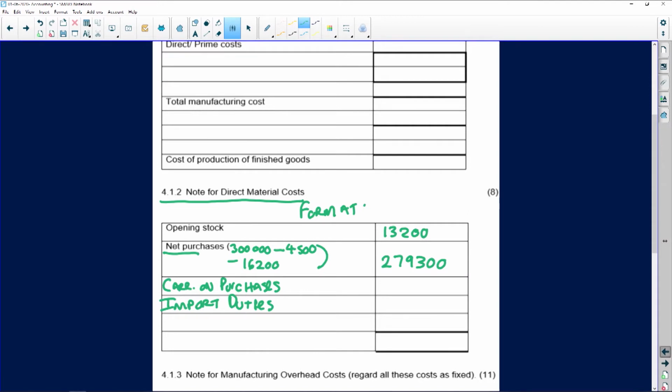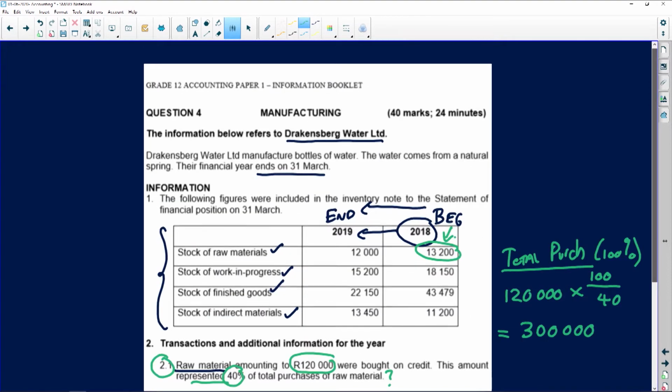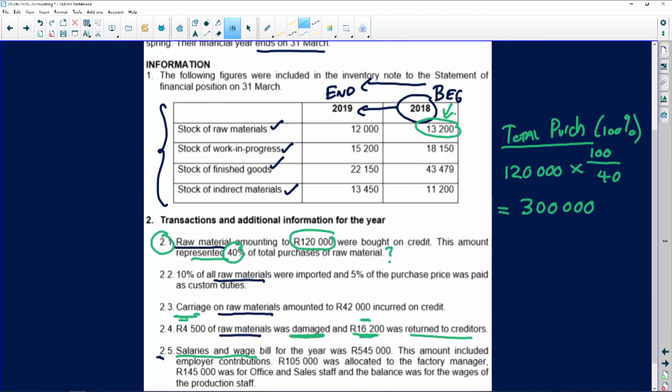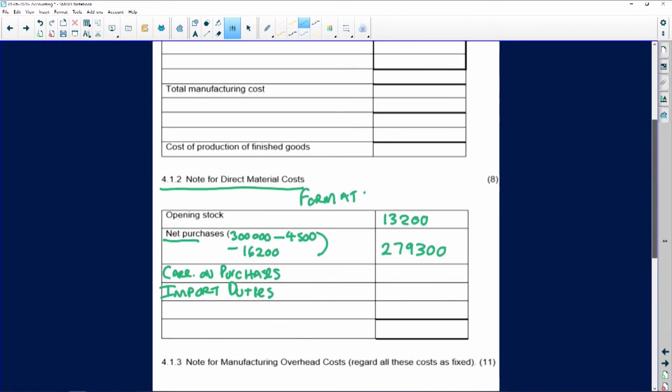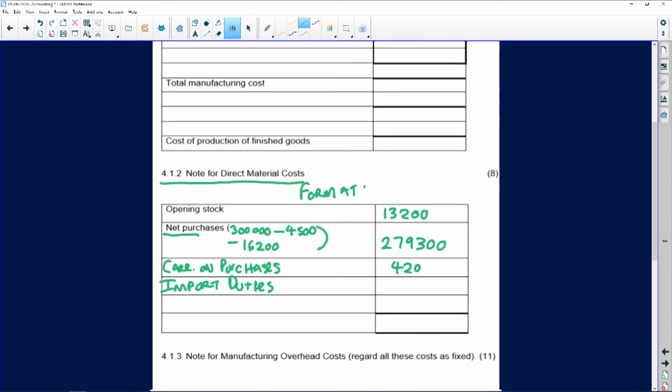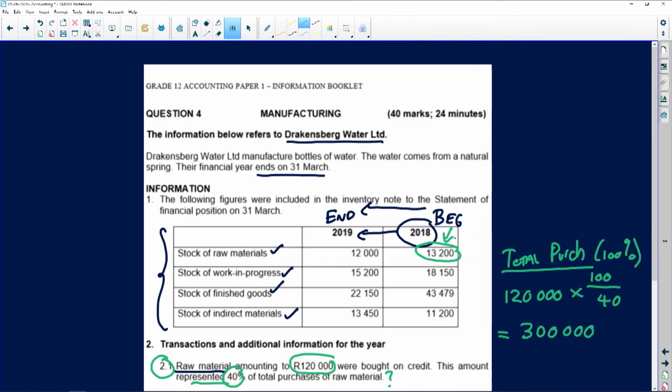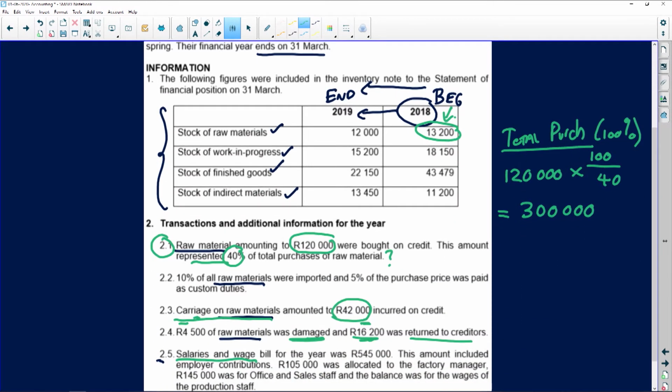So carriage on purchases, let's look again at the information given. My carriage on raw materials amounts to 42,000, so all I have to do is fill in the 42,000. And then we've got import duties. Let's go back to the information given. They're telling me in information 2.2 that 10% of raw materials were imported and 5% of the purchase price was paid as customs duties, or your import duties.